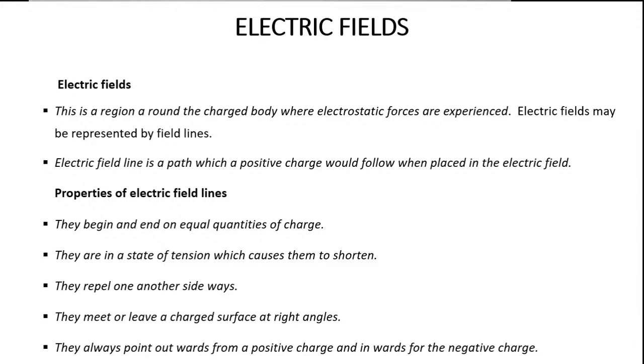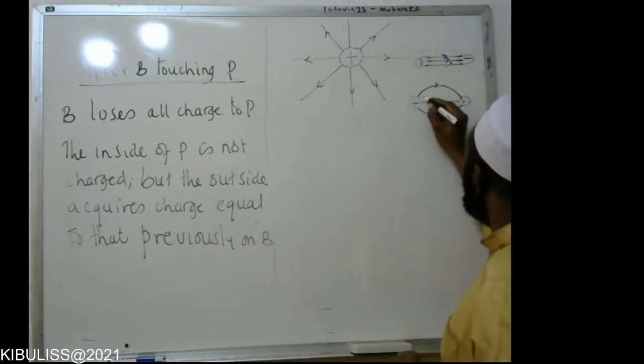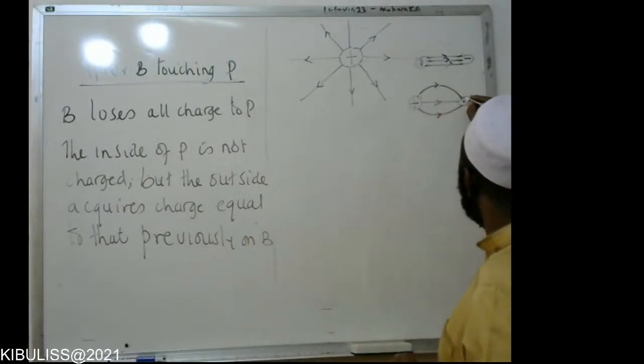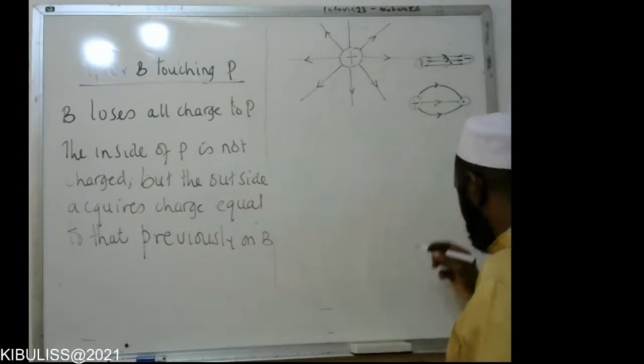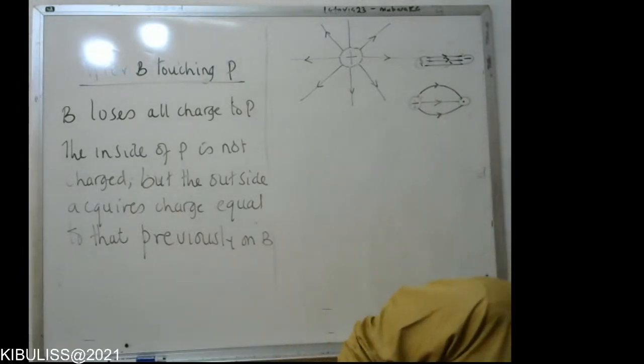4. They meet or leave a charged surface at right angle. At any time it reaches the surface, it is reaching at right angle. That is 90 degrees.